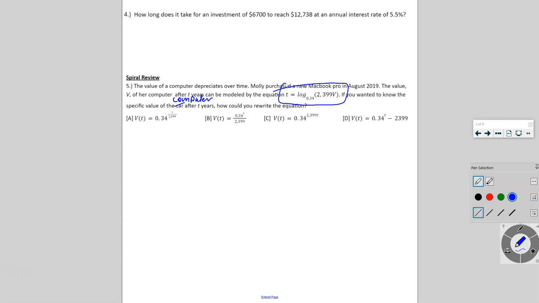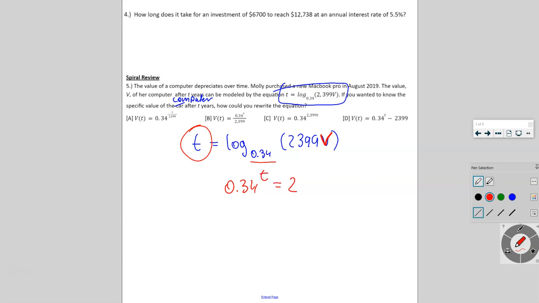So again, we're solving for V. Our equation is t equals log base 0.34 of 2,399v. Okay, so again, we have to convert it from a log to exponential, because we're solving for v right here. We don't have any additional stuff around the log to move, so we're just going to go straight to it. Our base is 0.34. We're going to raise it to what's on the other side, which is t, and that's going to equal 2,399v.